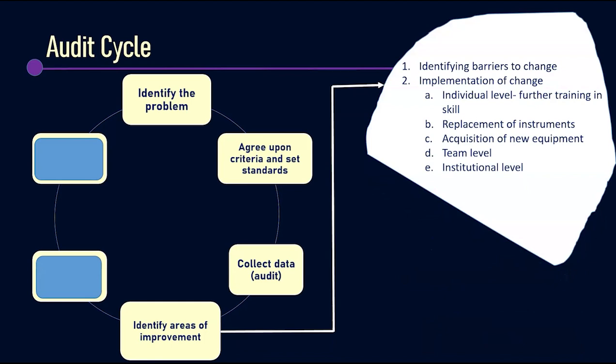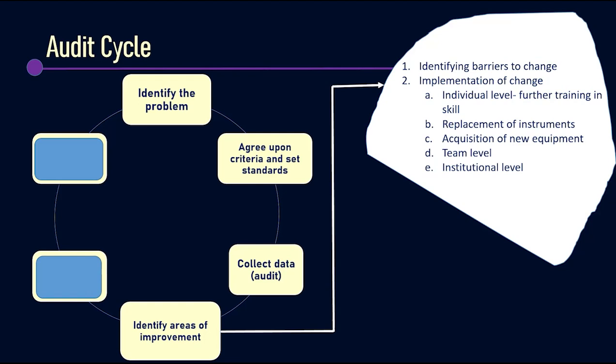So then your job is to identify the barriers to change. There will always be some barriers to change. Oh, this happens in this low income country, this always comes. And once you identify the barrier, you need to implement the change. It could be at different levels. If it is at the individual level, maybe the persons involved in the care require further training in skill or infection prevention practice.